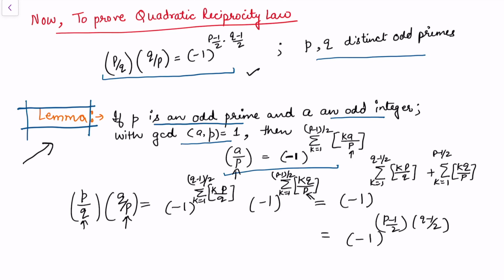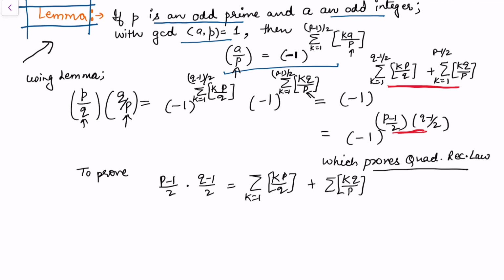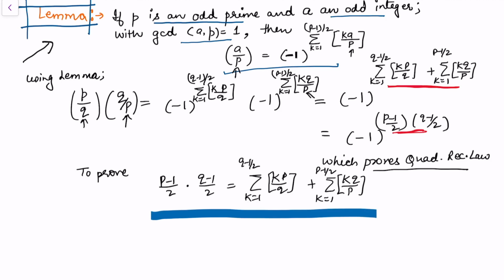So what remains to prove is that this expression, the value that is here in the power and the value that is here in the power, they both are the same. What remains to prove is only that if I can show that p minus 1 by 2 times q minus 1 by 2 is equal to summation of k p by q, greatest integer, plus summation of k q by p, the greatest integer. Here it varies from 1 to q minus 1 by 2, and here it varies from 1 to p minus 1 by 2. So now I wish to prove this, and to prove this I need to count the value appearing on the left hand side and what appears on the right hand side in two different ways.